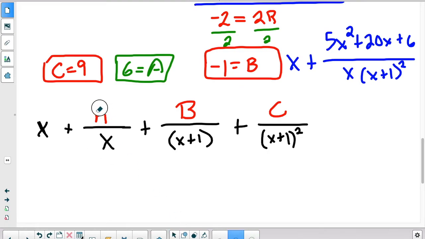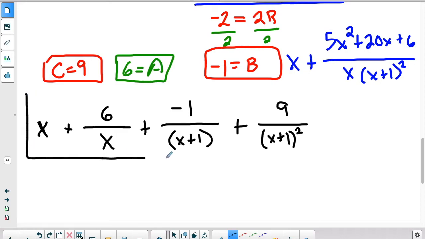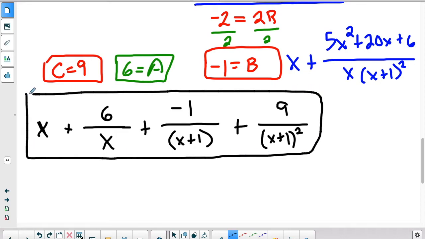Now our value of a, we found it to be 6, so I'll plug it in. Now the value of b, we found to be negative 1. And the value of c, we found to be 9. So our partial fraction decomposition is this thing right here. And that's all we have to do for this problem.